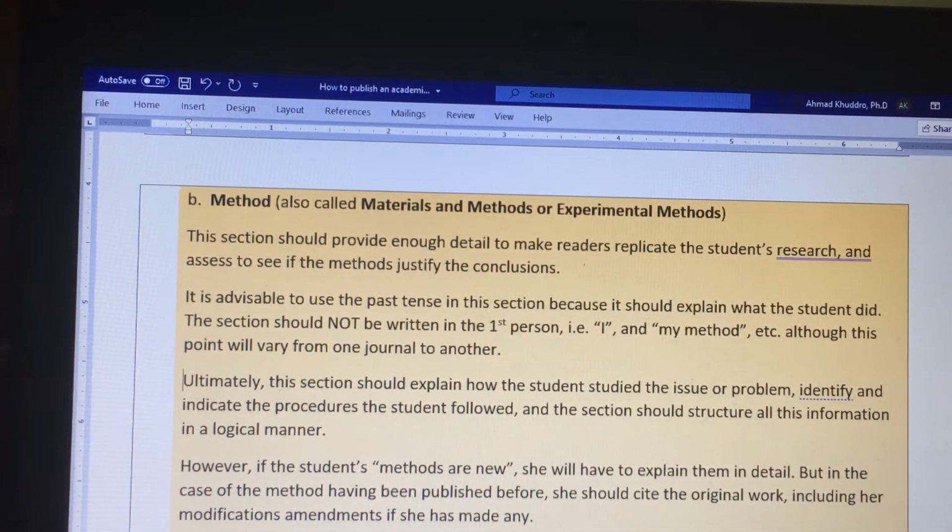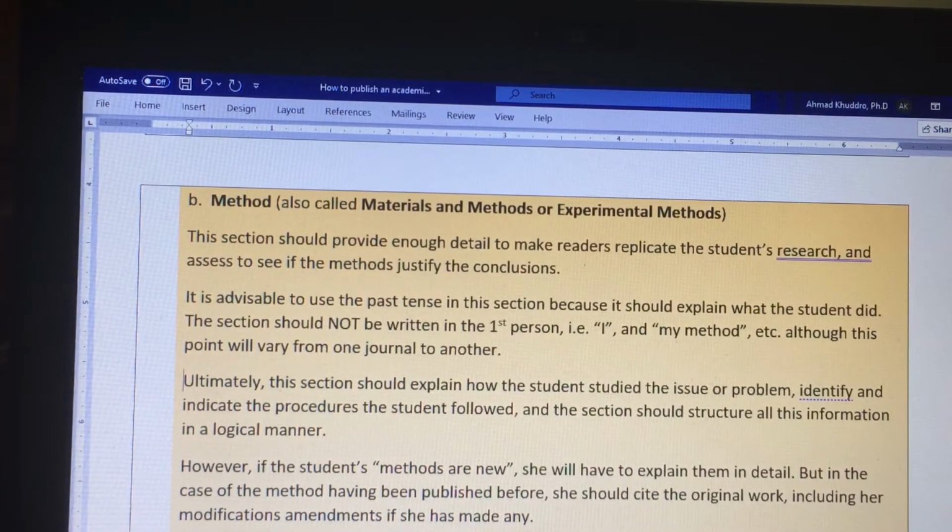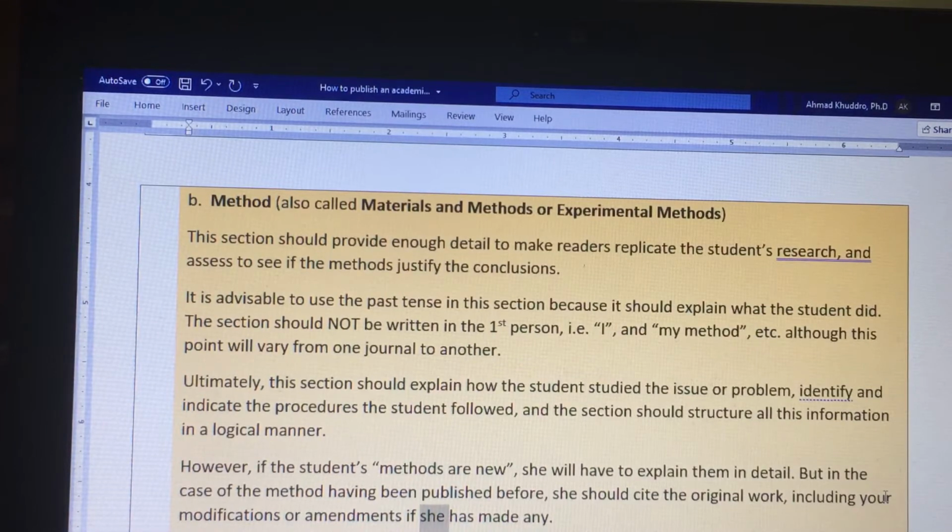However, if you as a researcher have got new methods, then you need to indicate that, and you need to explain them really well and in detail. But in the case of if you are following a method that's already been published, then you should cite the original research and include your own modification of it. So your modifications or amendments can also be mentioned, and you can say if the current researcher has made any modifications to an already existing method.